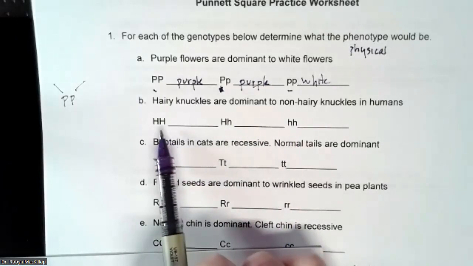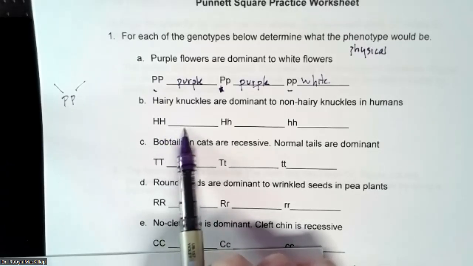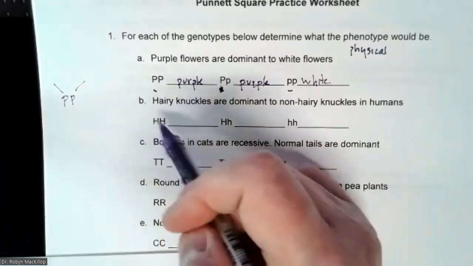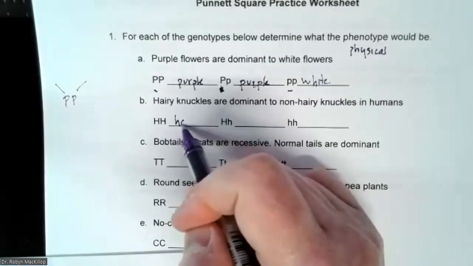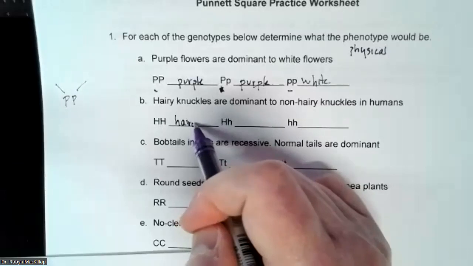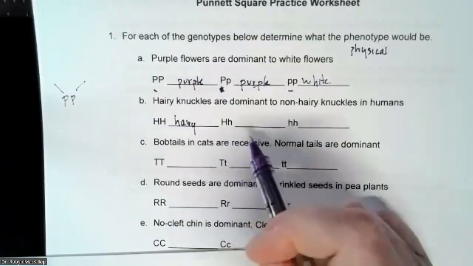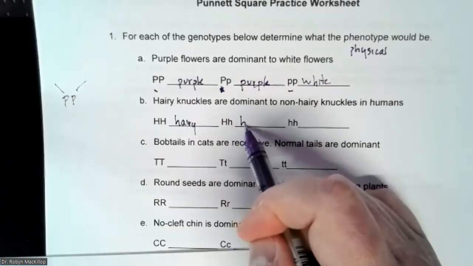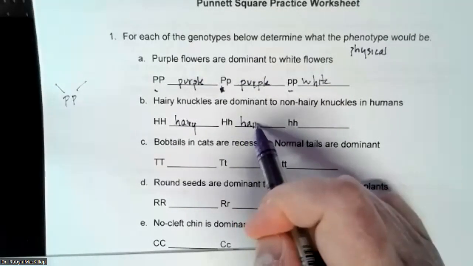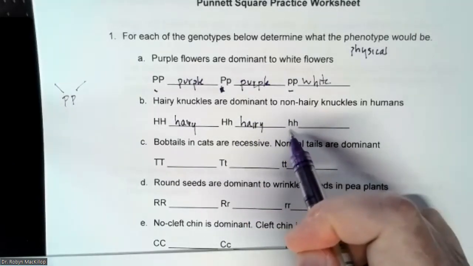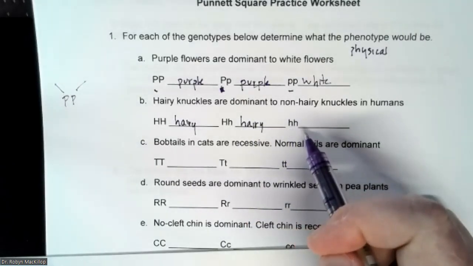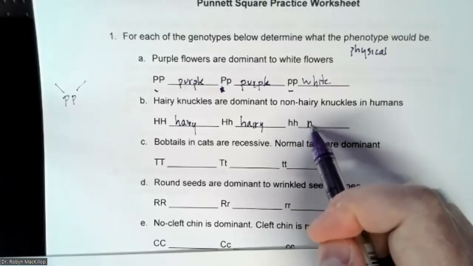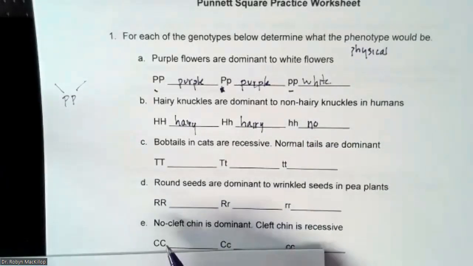So if we've got two dominant letters, big H, is this going to be hairy or no? Hairy. Yeah, perfect. And when you've got one dominant, one recessive, are the knuckles hairy or no? Hairy. Yeah, good job. And if they're both recessive, hairy or no? No. Non-hairy. They're perfectly smooth.